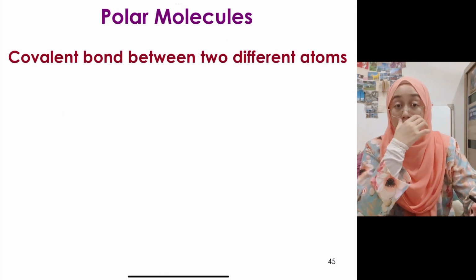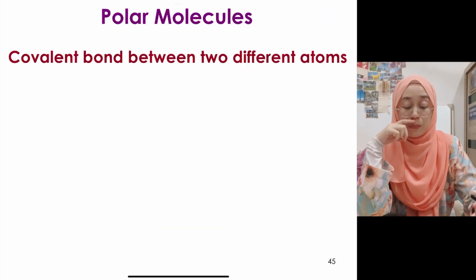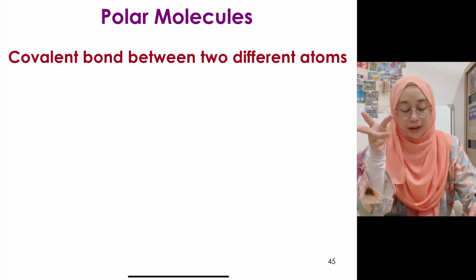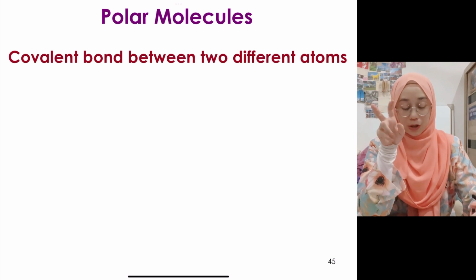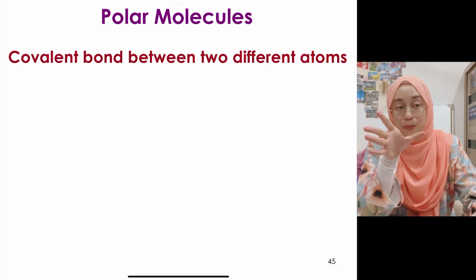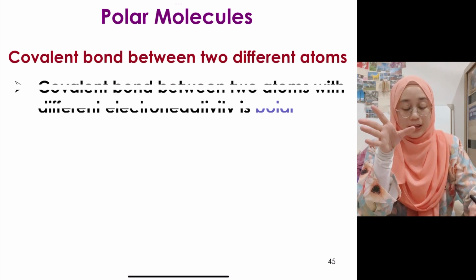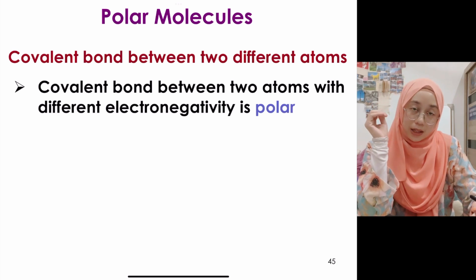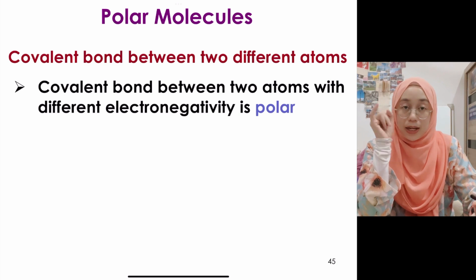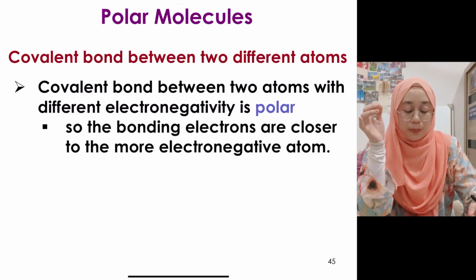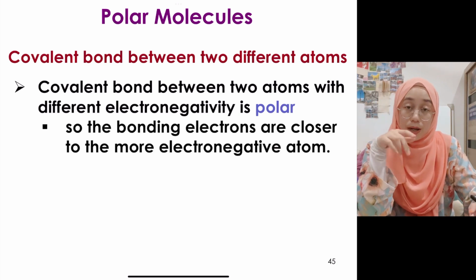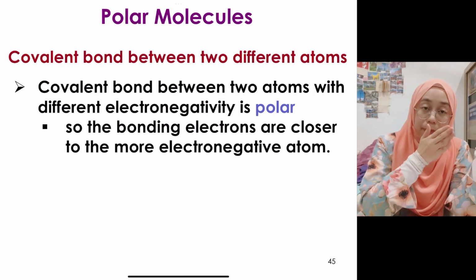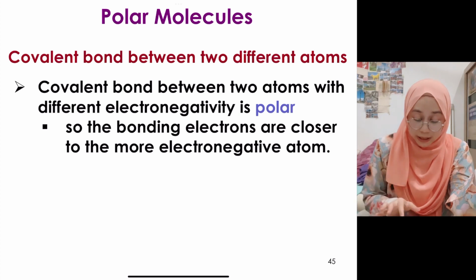Okay, so kita tengok kepada polar molecule. So covalent bond between two different atom. So bila kita tengok ada two different atom je, kita ada dua je atom dalam molekul tersebut, and those two atom pula are different. Okay, so the covalent bond between the two atoms with different electronegativity is polar. Jenis bond dia adalah polar. Okay, so the bonding electrons are closer to the more electronegative atom. So bond elektron yang diorang share akan lebih suka pergi dekat the more electronegative atom.